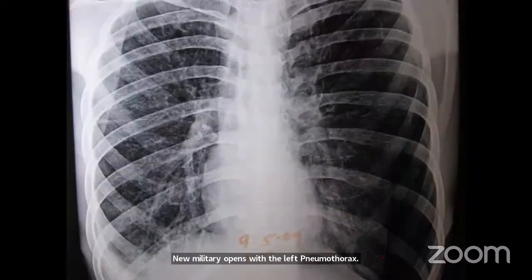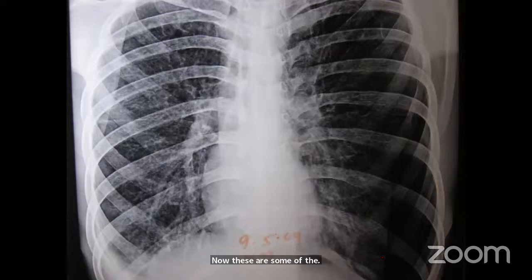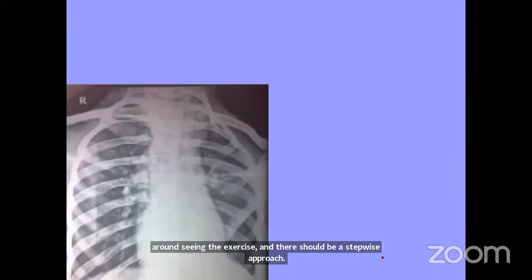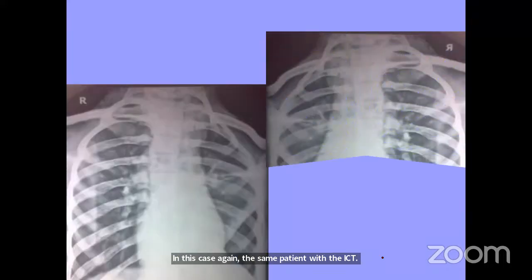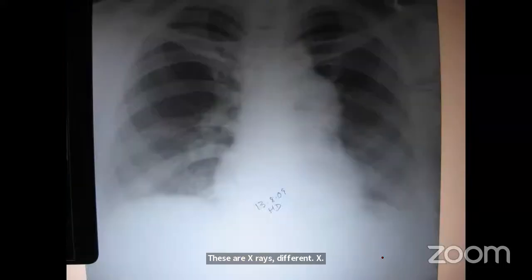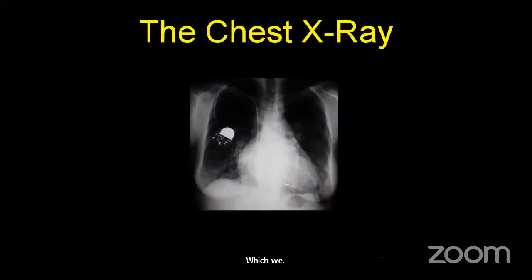Now, these are some of the lesions which are easily missed even by an experienced eye. So we need to have a clear understanding of how to go about seeing the X-rays, and there should be a stepwise approach. In this case, again, the same patient with the ICD in situ. So these are different X-rays which we see. I will just move over to this topic.